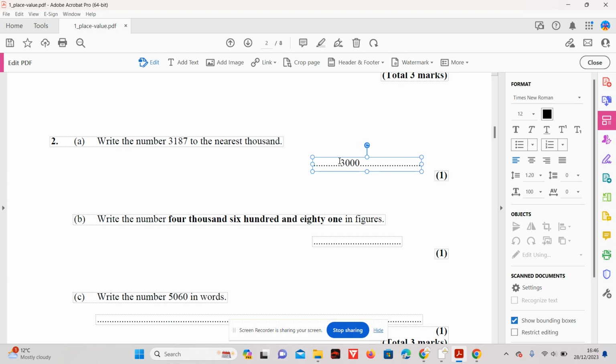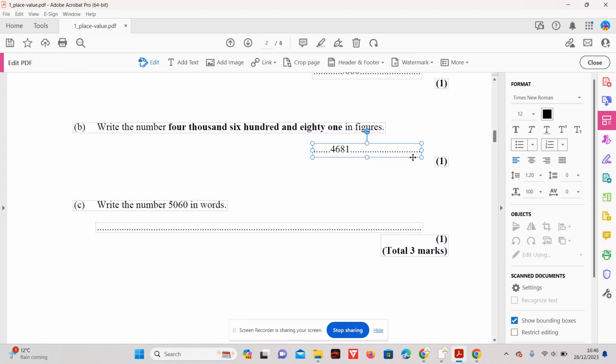Right, this question is asking us to write the number 4,681 in figures. So we know that there's 4,000, we know that there's 600, we know that there's 8 tens, and we know that there's 1 one. So 4,681. Shouldn't have an issue with that.